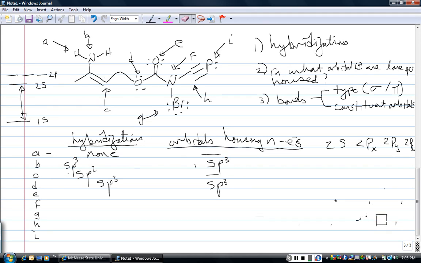And then atom number, or letter E. The O is forming one pi bond. Therefore, it must reserve one p orbital for pi bond formation. It'll hybridize the rest, and that O is sp2 hybridized. This is E. It will be sp2 hybridized. It has two lone pairs. So pray tell, where are those lone pairs being housed? No brainer, they're being housed in the sp2 hybrids.